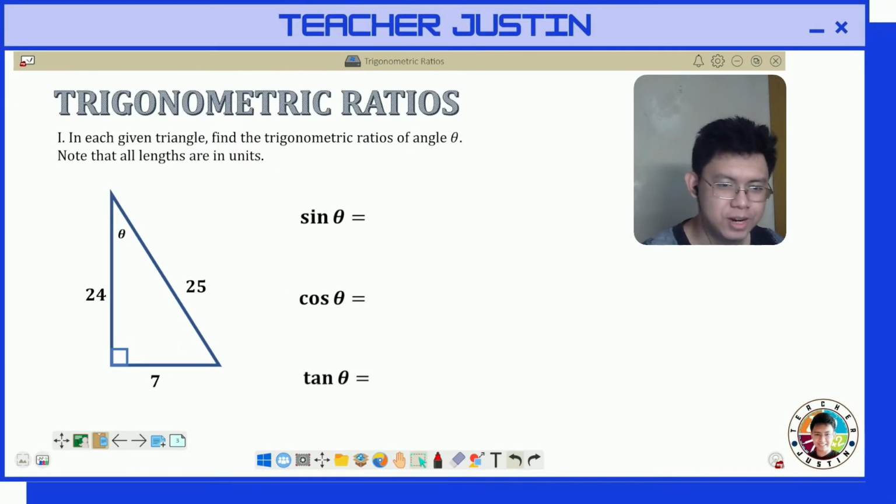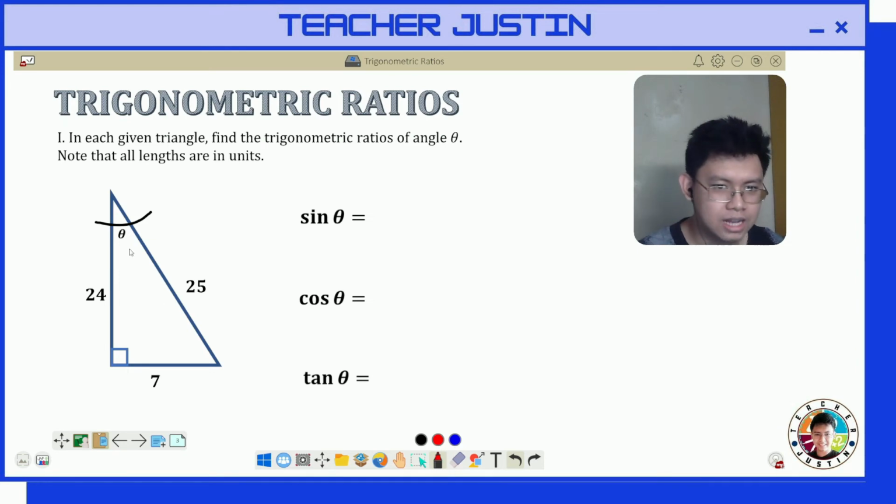Okay, let's have another example. We're asked to find the trigo ratios of angle theta. So, we will look for the sine theta, cosine theta, and tangent theta of this right triangle. First thing that we need to do is to identify the location of our angle. So, our angle is located here. And then, let's identify the parts of our right triangle.